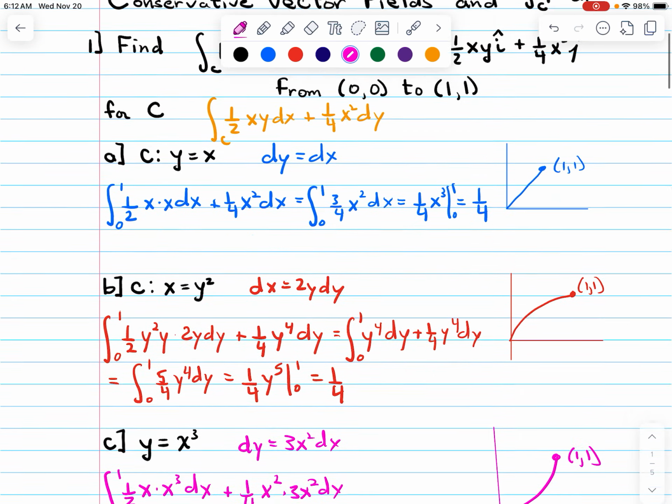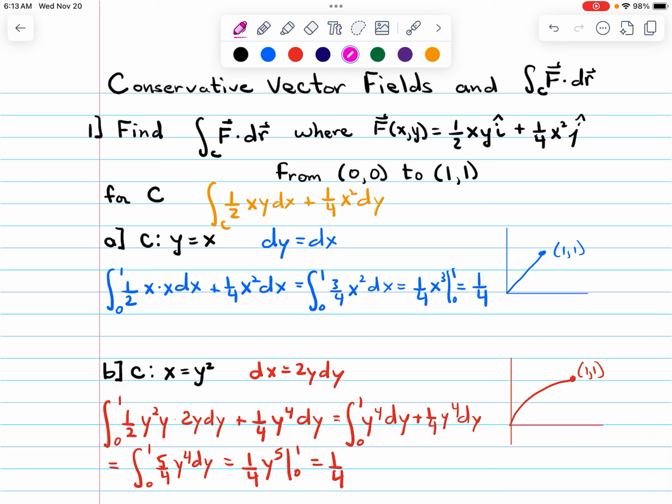Now, let's go back up here and just test it to see if it is conservative. Remember what I'm going to do. I'm going to take the derivative with respect to x of this component, and that's just going to be 1/2 x. Then I take the derivative with respect to y of this one, and that's going to be 1/2 x as well. So notice both of those are equal. The derivative of n with respect to x equals the derivative of m with respect to y. When that happens, you have yourself a conservative vector field.